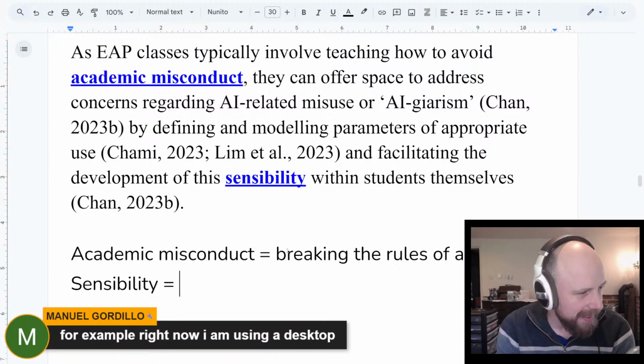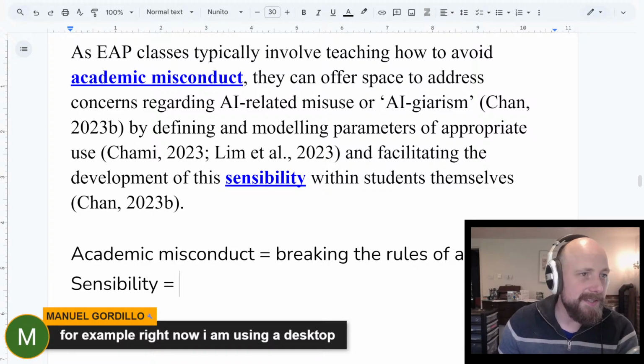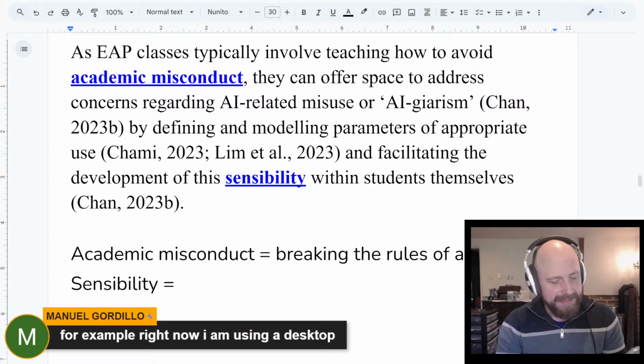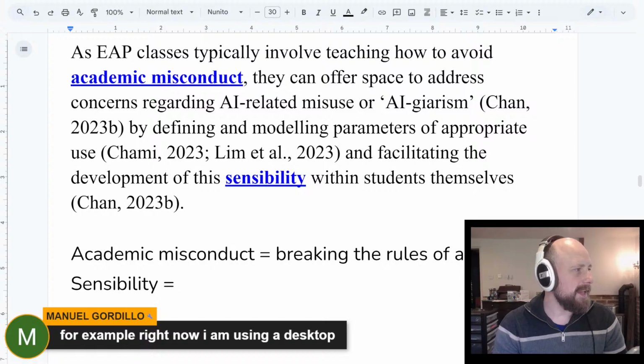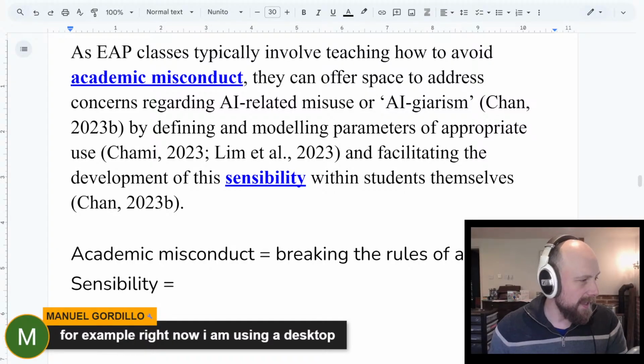Understanding or feeling. Yes, that's very close, Pachu. It's something like that. It is indeed something like that. So when we say sensibility, it's something a bit like common sense, but in this case, it's not common sense. It's a different kind of sense.